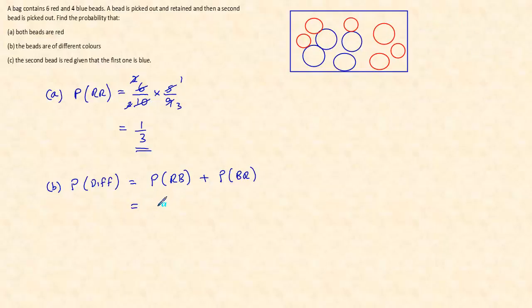So for red-blue we can see that we get 6 out of 10. Take the red one out, and now the blue is 4 out of 9. Going back to the original situation to look at blue-red, we have 4 out of 10, and this time we picked a blue first. So now a red is 6 out of 9.